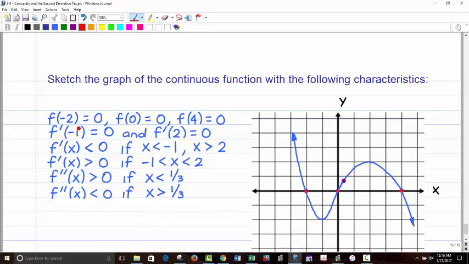So the first thing we have are these three: f of negative 2 equals 0, f of 0 equals 0, f of 4 equals 0. Those are points on the graph. Those are just x and y values. So obviously you need to get those on there.